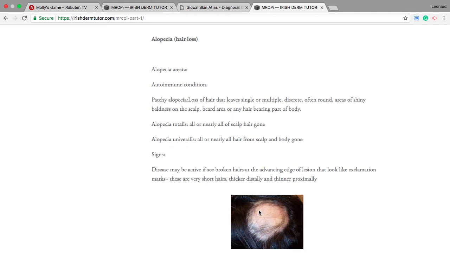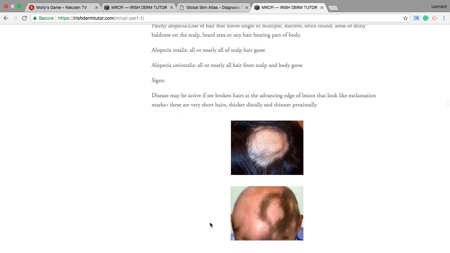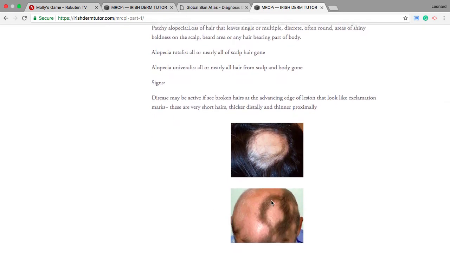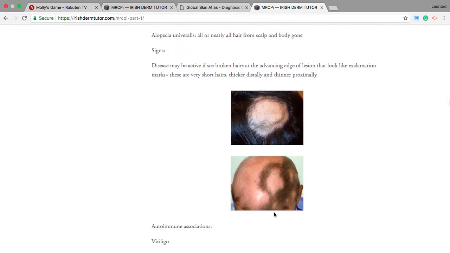So there are particular signs you can look for if you're looking for alopecia areata. You can often see this thing called the exclamation mark sign. So if you look at the edge of the lesion, you might see these hairs that are very short when they're close to the scalp, and then as they get further away, they're thicker. So that's one sign that it might be alopecia. So this is kind of patchy alopecia. I suppose this would probably go under alopecia totalis or be close enough to it anyway.